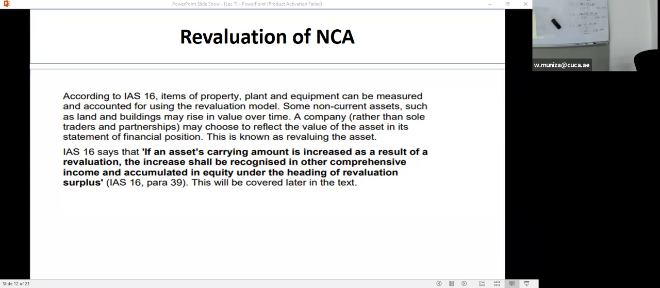As compared to the value which we have recorded in our books of accounts. So sometimes the market value or the fair value of an asset is more than its book value. That is the time when we have to record the revaluation of a non-current asset. Revaluation of the non-current asset is always recorded in the statement of other comprehensive income.